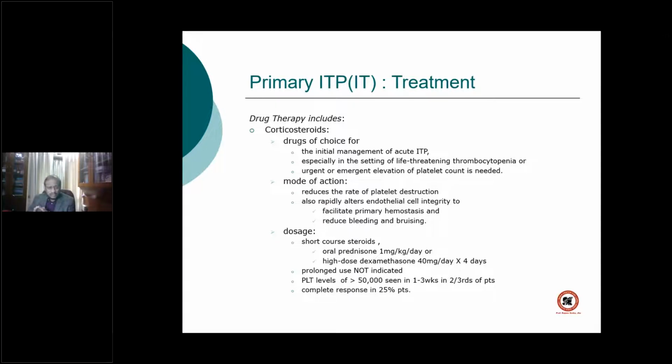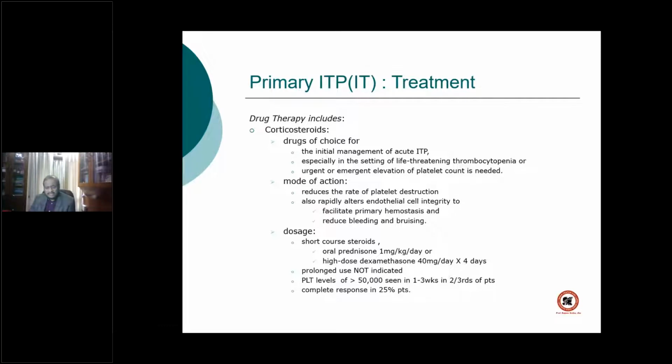The dose that is required, usually which drug would you prefer? Either oral prednisolone or dexamethasone as an IV. The dose is a short course, 1 milligram per kilogram per day of prednisolone. I've given the doses out here, just read it up. Prolonged use is not indicated. Remember one thing: if you're using steroids, it's not that you start steroid today and you forget about it, keep it on for 1 year. Patient comes back every month, you say continue, continue, continue. That's not to be done. So it is not to be given on a long-term basis.